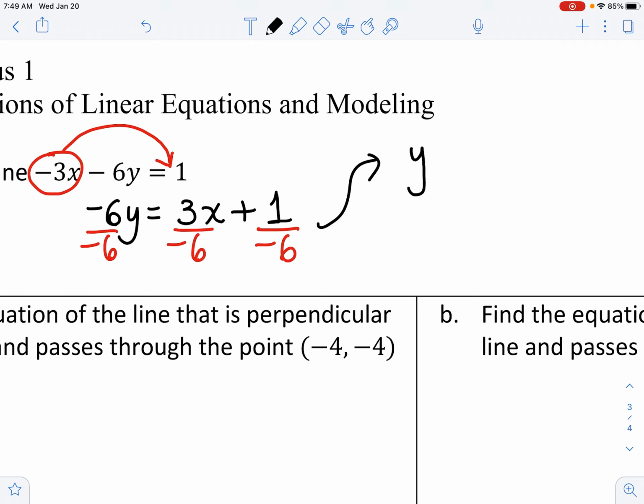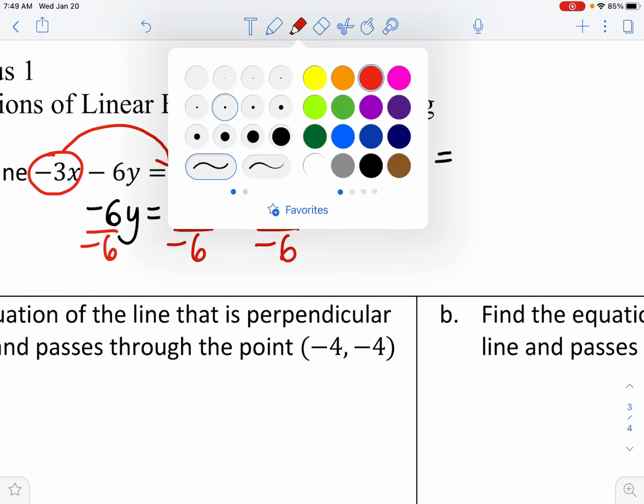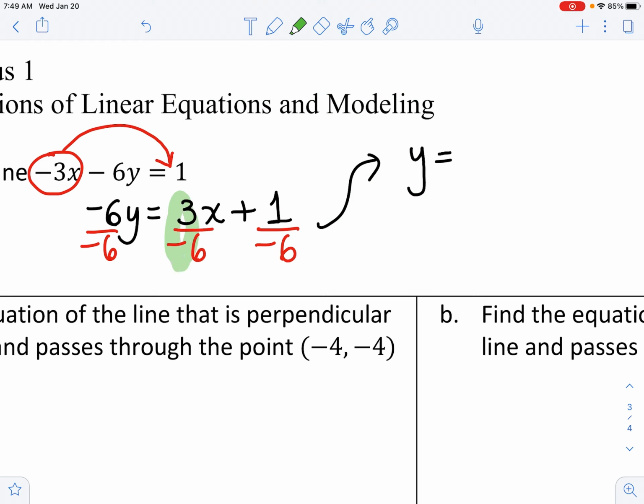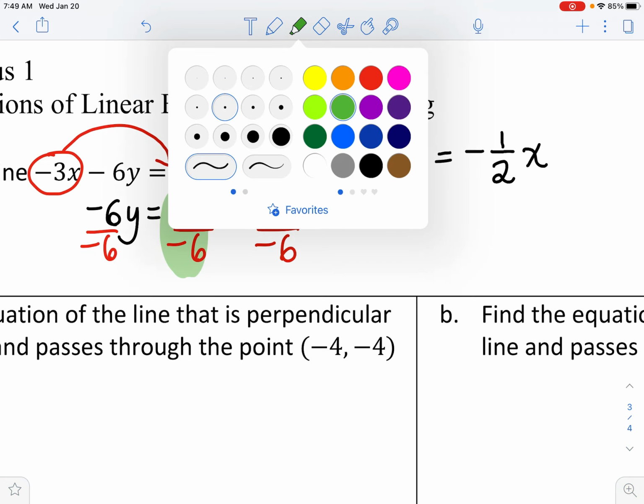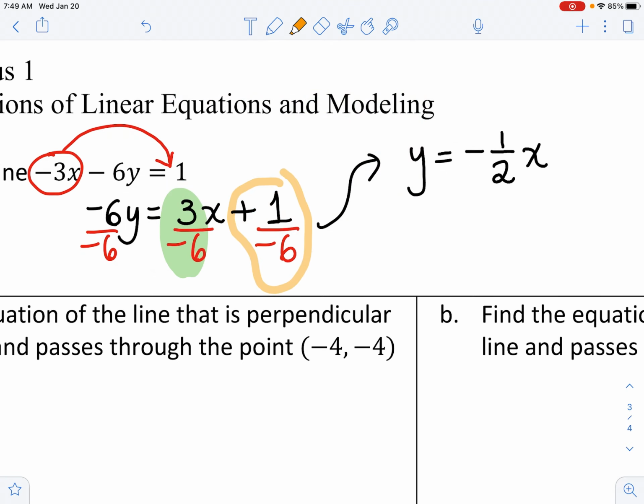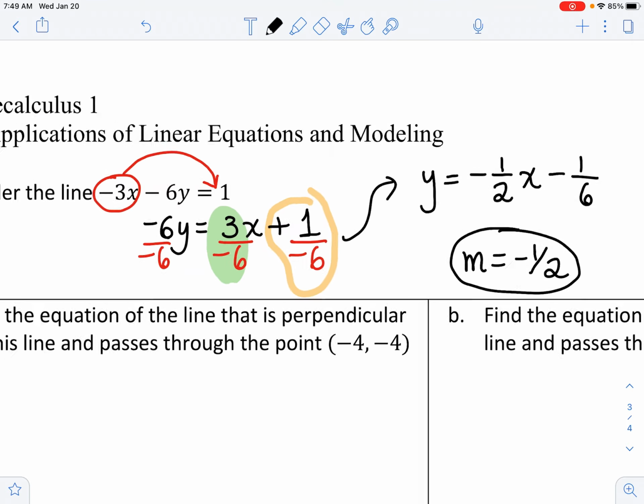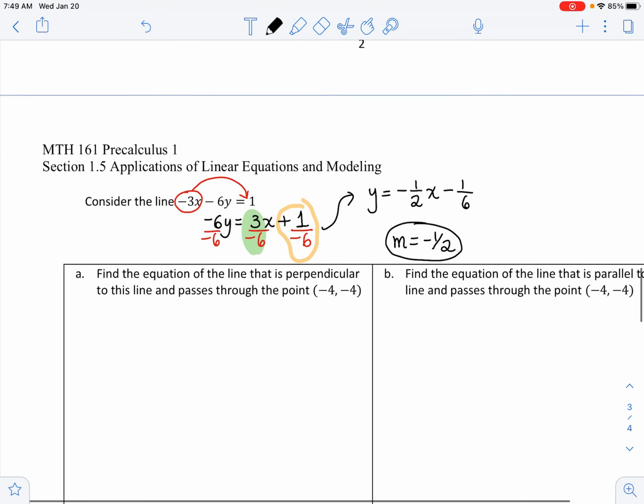Y equals, now focus on the slope. The slope is 3 over negative 6. Reduce that fraction, okay? The slope is negative 1/2 x. And the y-intercept, we don't really care about the y-intercept, but that's going to be negative 1/6. But do write that the slope of the original line is negative 1/2, and we're going to use this to find the slope of the perpendicular line and the slope of the parallel line.